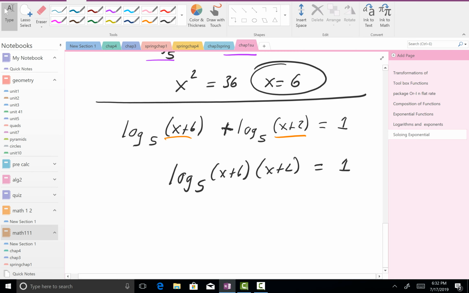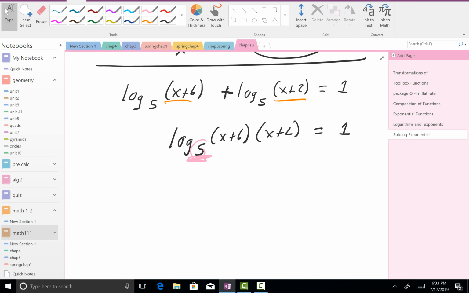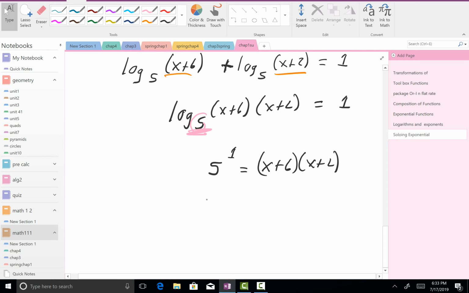Okay. So now we're going to use the definition on this. Here's our base. What would this look like if we used our definition? What's the base? 5, right? 5 to what power? First. Equals all this stuff, right? Output becomes the input. Good job.